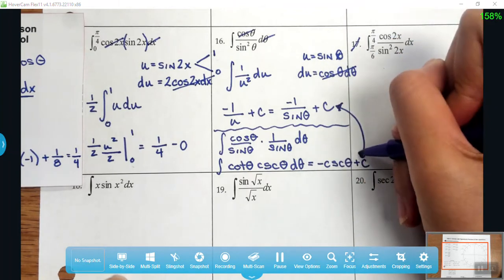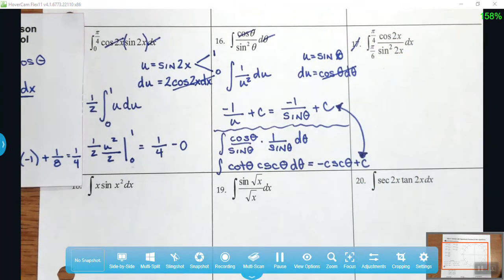I like the second one. It's the same. So there's more than one way to skin a cat.